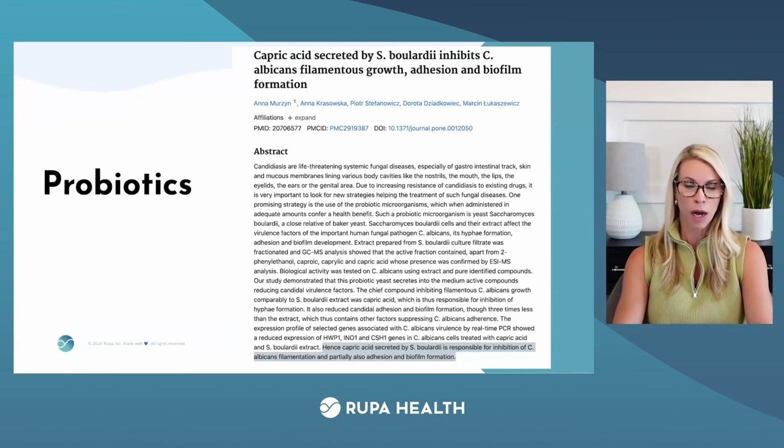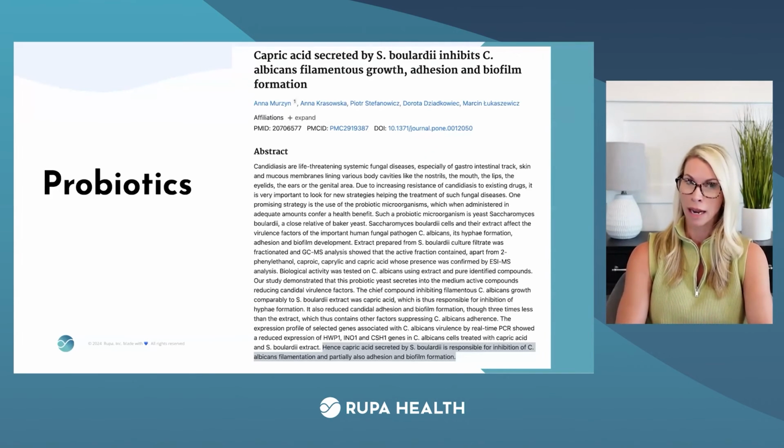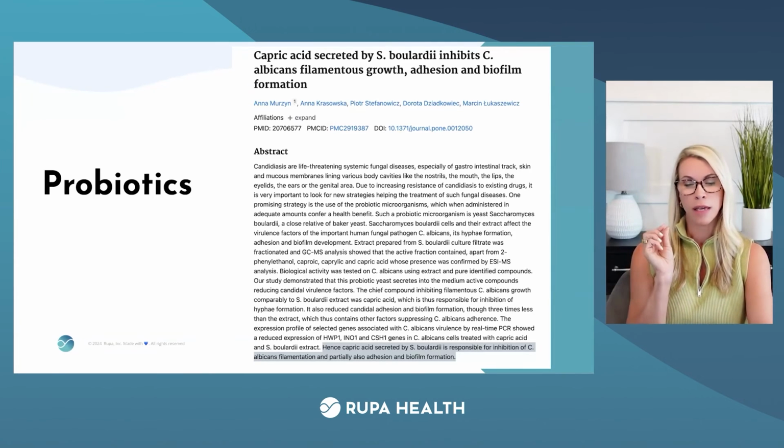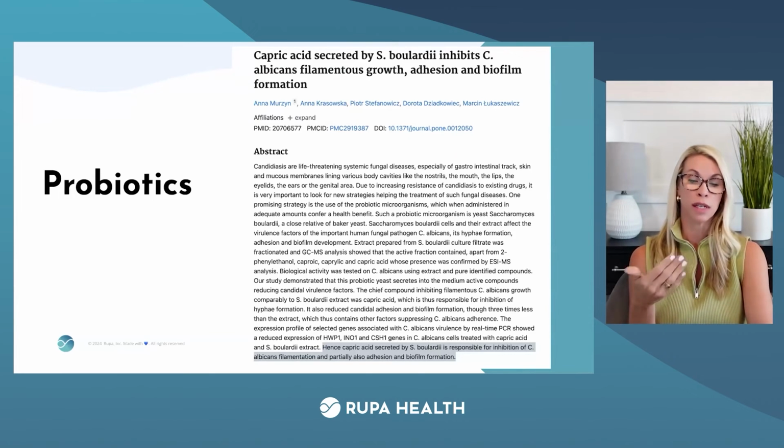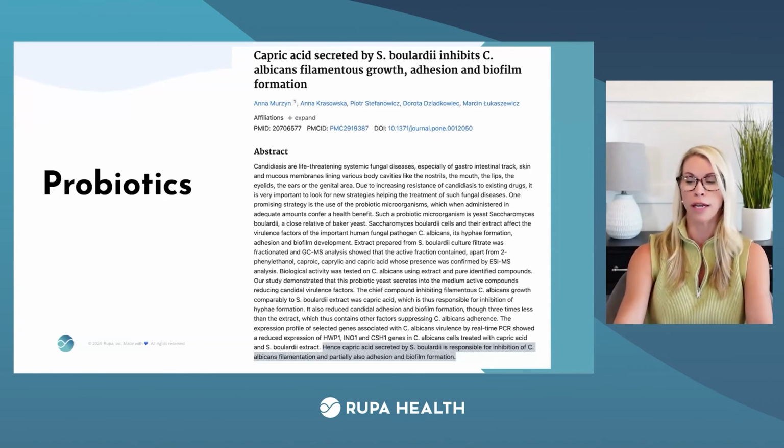It looked at this popular yeast-based probiotic, Saccharomyces boulardii, and found it to inhibit growth as well as adhesion and biofilm formation, which we know can often happen in candida. And it's from the capric acid that's secreted by S. boulardii, and that's different than caprylic acid. So S. boulardii secretes this capric acid, and that is what helped to inhibit growth, adhesion, and biofilm formation. So this would be a great choice in your candida patients.